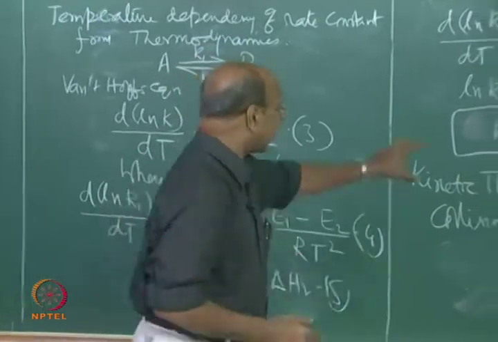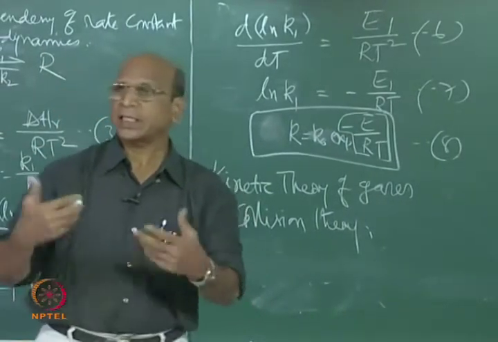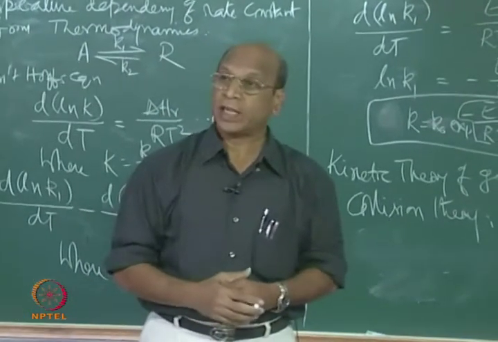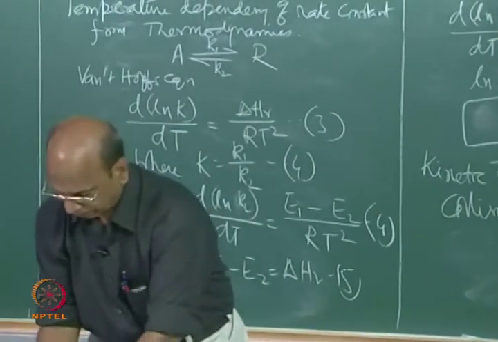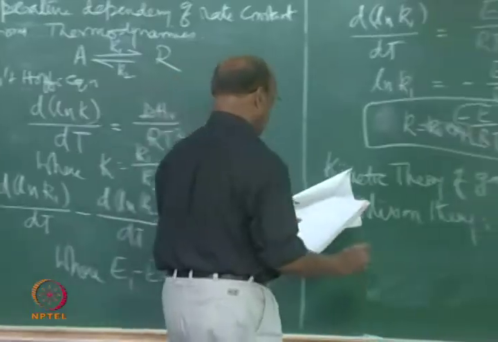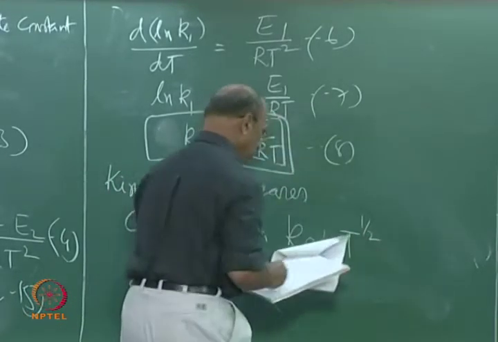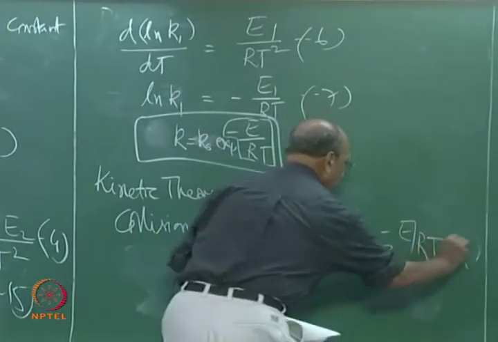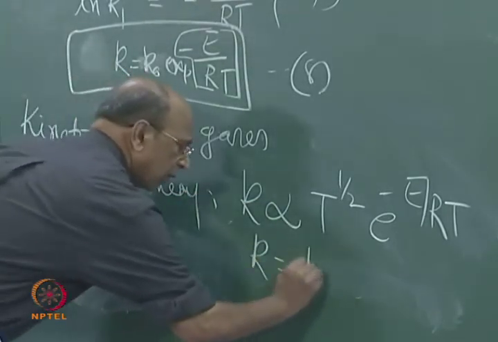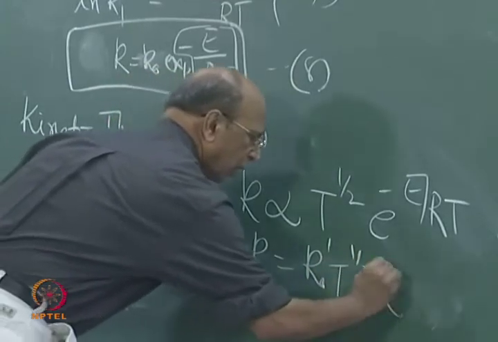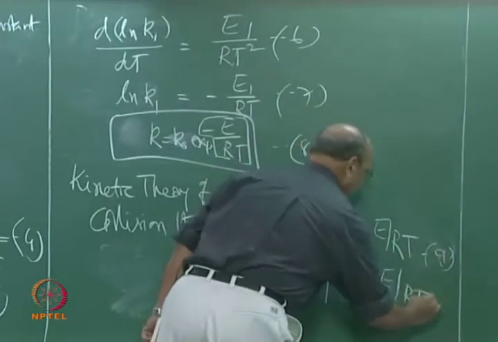So that exponential term gives the fraction of collisions which result in the product. That is why this fraction will increase if I increase the temperature. When you increase the temperature, the energetic collisions increase. So that is why at high temperatures you get a high rate of reaction. Okay. But from the kinetic theory of gases, we have an equation. The equation is k is proportional to T to the power of half, e to the power of minus E by RT. Or if I remove the proportionality, this may be some k naught dash T to the power of half, e to the power of minus E by RT. That is the equation. So equation 9, equation 10.